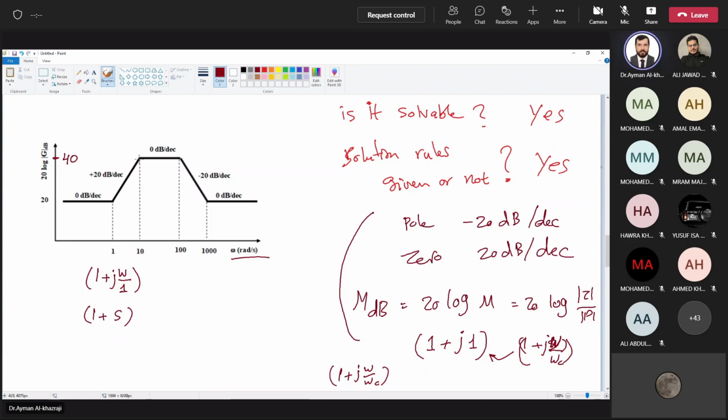I will go to the second one. It is moving from 20, now it is 0. It means what, a pole or zero? It is moving at a speed of 20, and it becomes 0 because there is a minus 20 speed, right? So minus 20 is a pole. How can I find the equation of the pole? I have here 1 plus j omega over 10. When omega equals 10, there is a corner, and this is a pole.